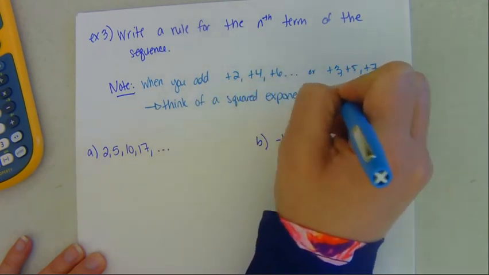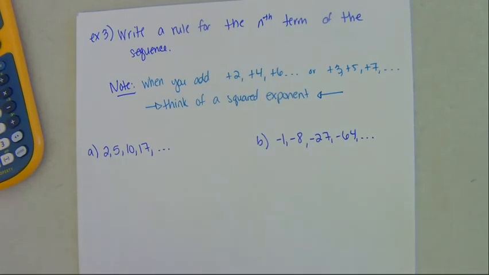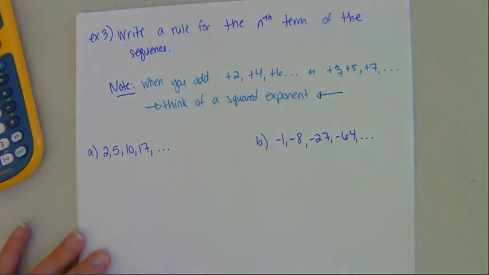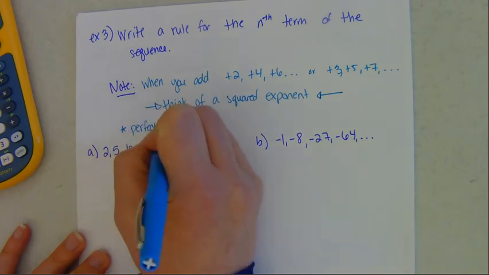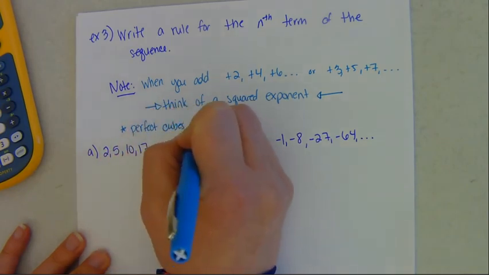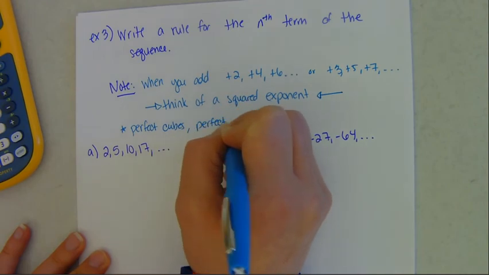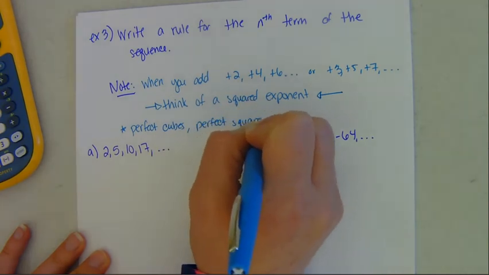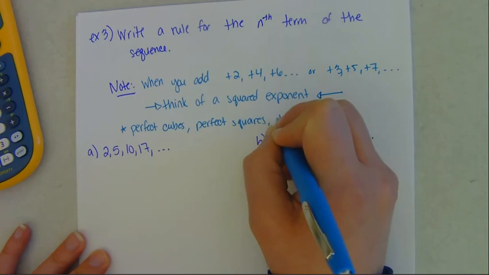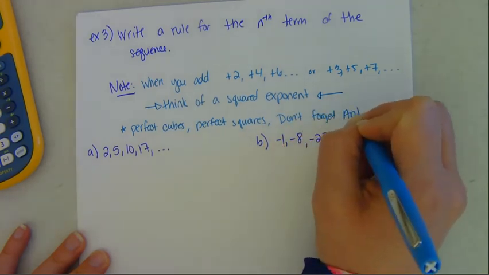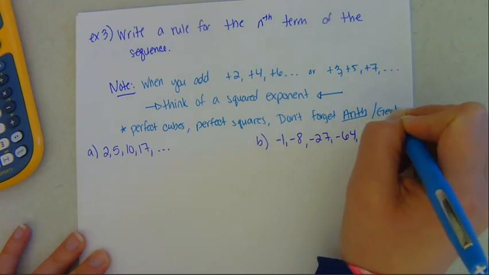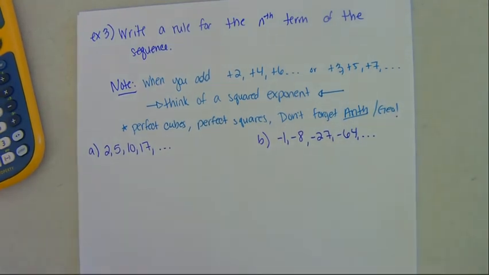So there's usually some sort of x squared happening in your problem. Other things that you should be thinking of are perfect cubes and perfect squares. And then don't forget what we know. Don't forget regular arithmetic and geometric. So sometimes we might just sneak one in there on you.